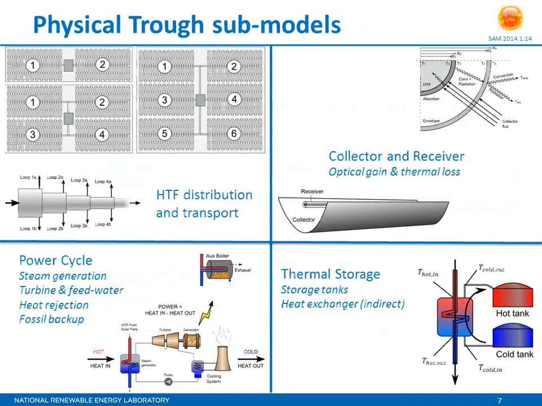So in the physical trough, we do break it down by these sub-models in the same way that the technology is actually constructed. So you've got the heat transfer fluid distribution and transport system, which includes the headers and the layout of the field, the piping. We've got a collector and receiver model, and you can see that up there. We actually model the receiver performance in fairly detailed fashion with optical properties and geometry, using a resistive network to model that. We've got the power cycle models.